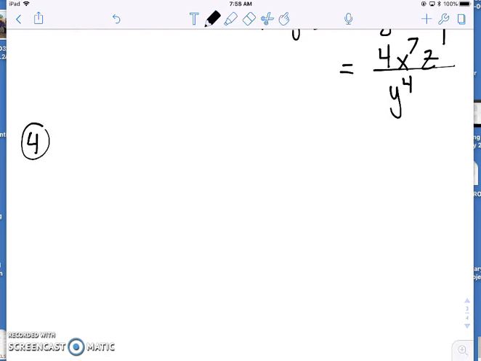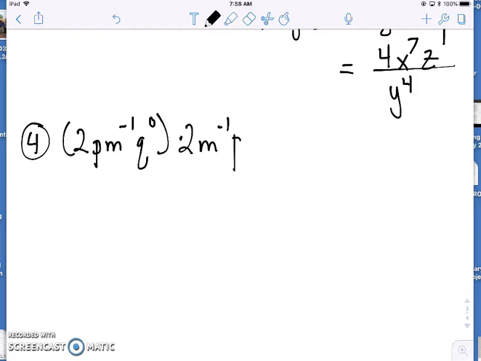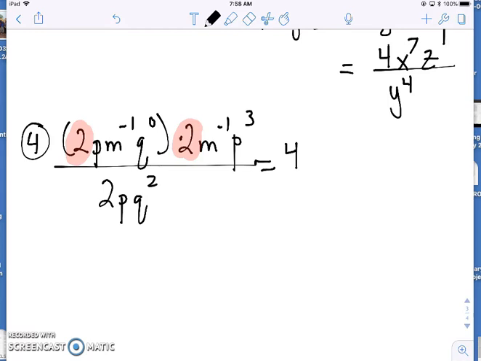And then the last one we're going to take a look at. Let's say we have 2pm to the negative 1 q to the 0 times 2m to the negative 1 p cubed over 2pq squared. Well, let's see, those parentheses we don't need to distribute anything, so I'm just going to combine what we have on the top. So 2 times 2, 4.